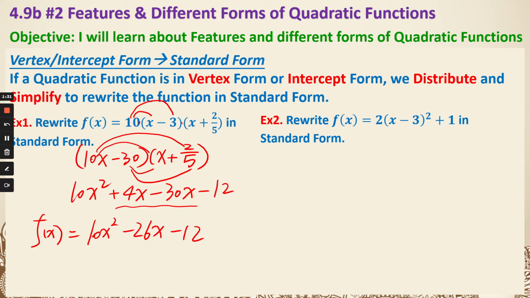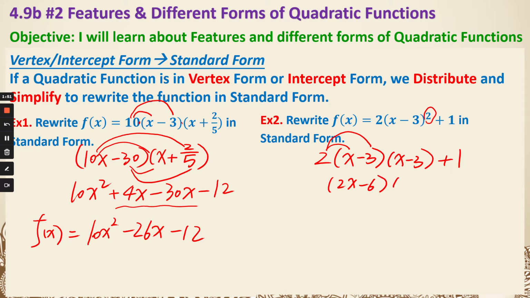Next, example 2. One thing to be careful with is, I've been emphasizing this since unit 1. Whenever you see a square outside, that doesn't mean just square the inside. That means write it twice. So x minus 3 with another x minus 3 and a plus 1 on the end. So we're going to distribute a 2 inside the first one first. We got 2x minus 6, x minus 3 plus 1 on the end.